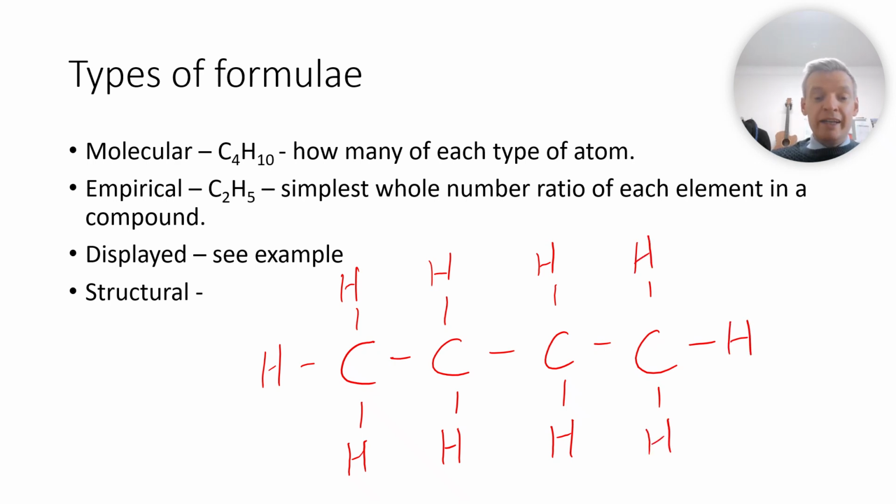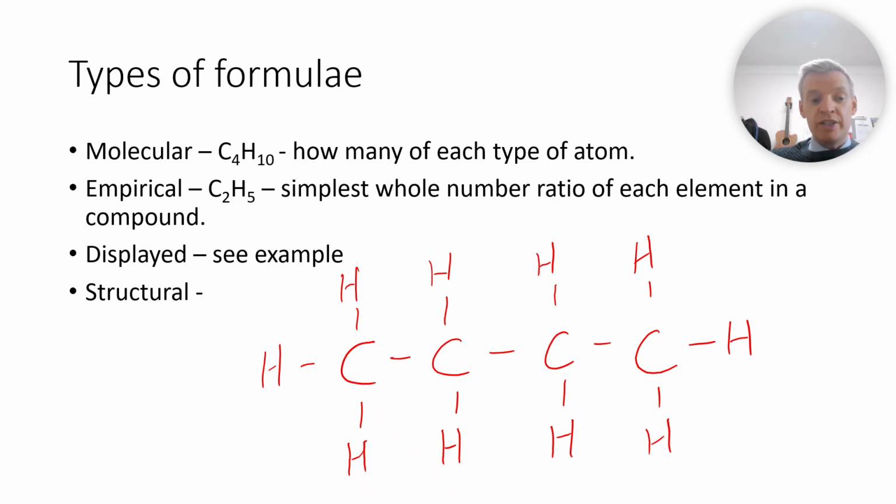So we've done the molecular formula for this compound. It's C4H10. We've simplified that, so it's the empirical formula, which is C2H5. Then we've got what's called the displayed formula, which is the one I've just drawn on the screen, and that shows every single atom and every single bond.